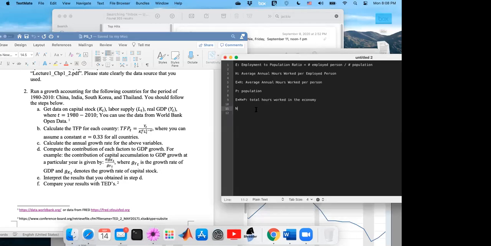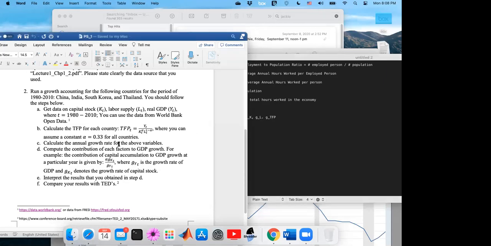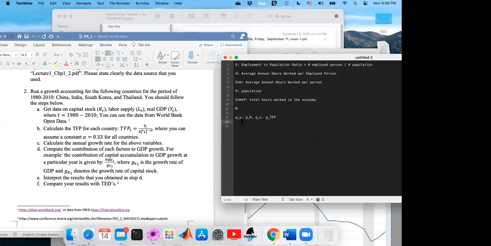So basically, where we are now, we can calculate GY. You can calculate GK. You can calculate GL. And finally, you can calculate GTFP. So this is step C. Now we go to step D. Remember, in class I explained to you that we suppose we have this relationship.